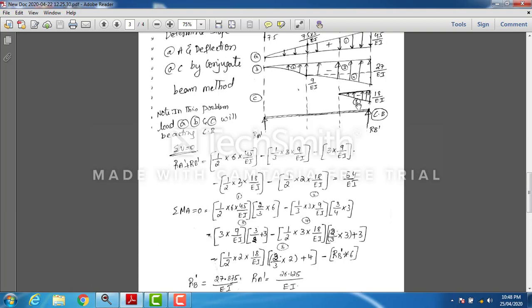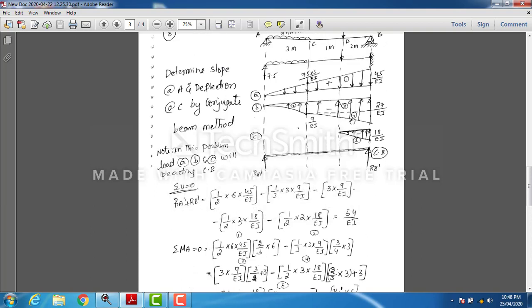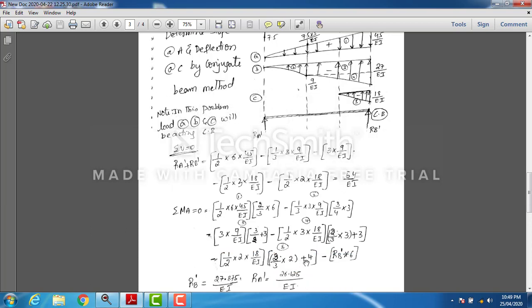Coming to area number 5, it is a triangle. So half into base, which is 2, into height, which is 18. So moment of this triangle about A is 2/3 of 2 plus 4. So up to point D, A to D, the distance is 4 meters plus 2/3 of 2. That's it. So minus RB into 6.